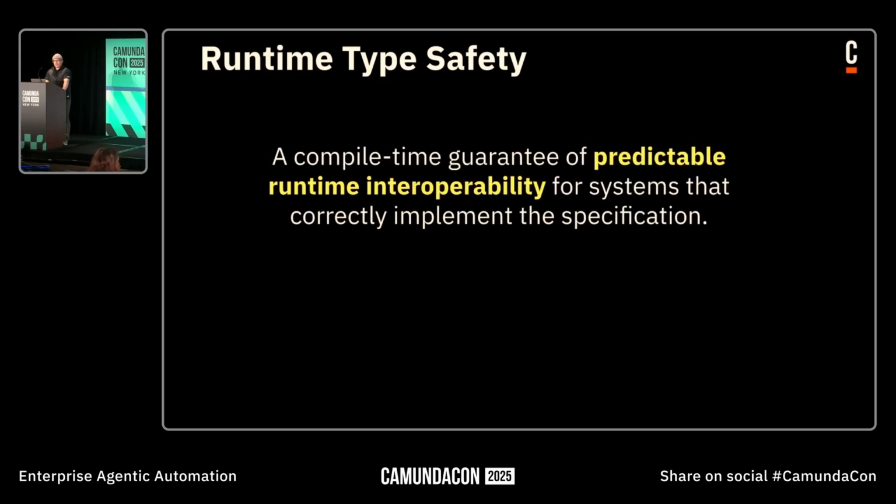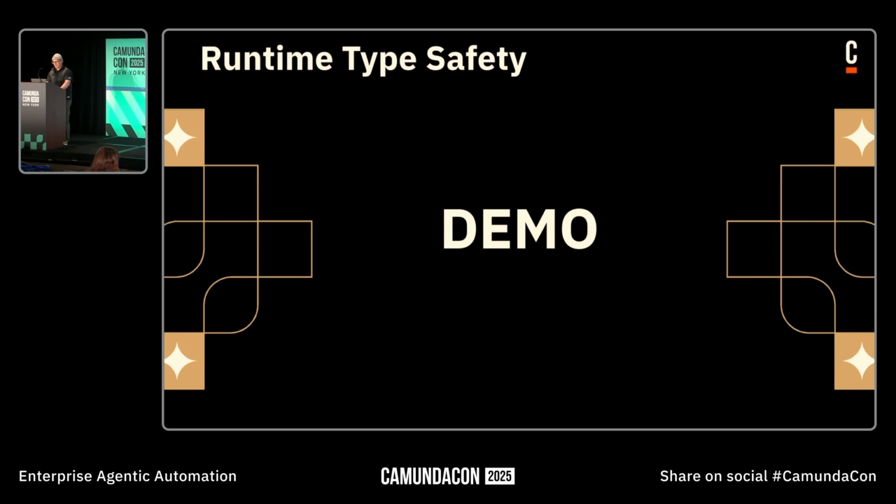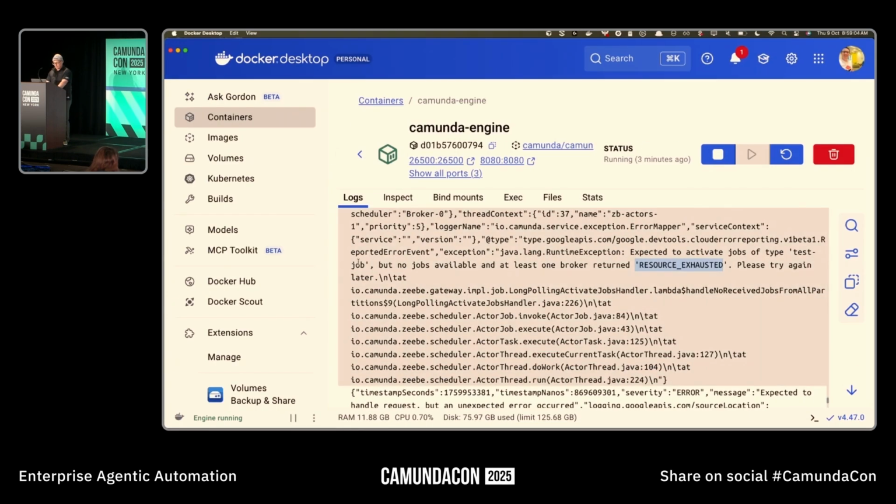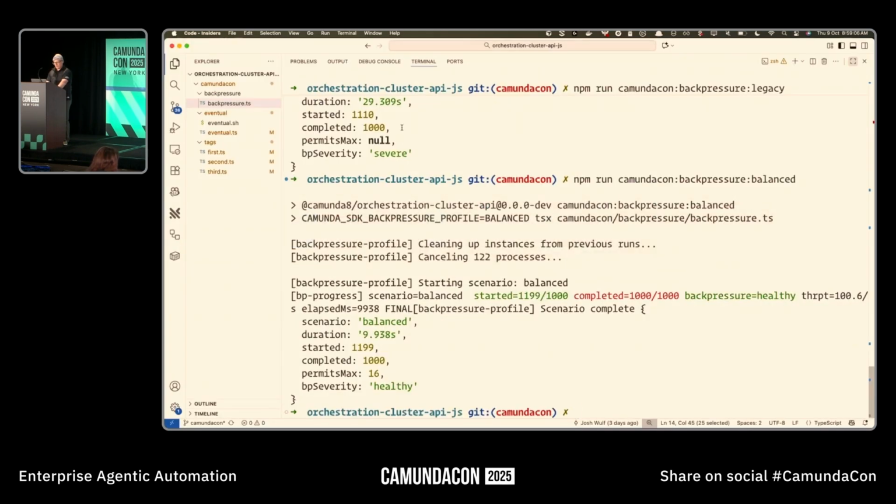The specifications are a compile-time guarantee of predictable runtime interoperability for systems that correctly implement the specification. And what the SDK does in your IDE and in your build chain is prove the compliance of your system with the specification. So I've got a demo for that.